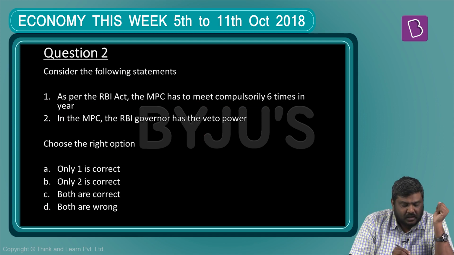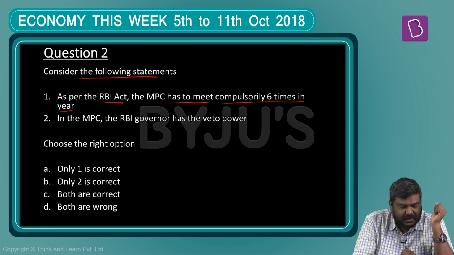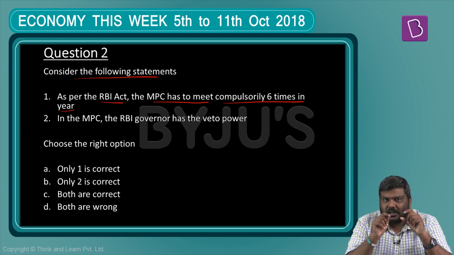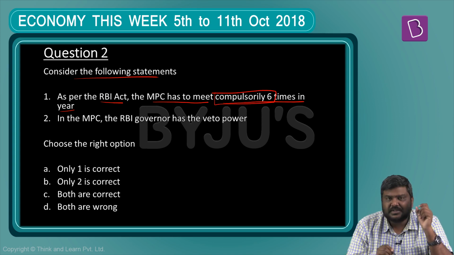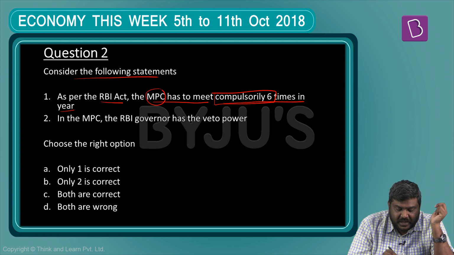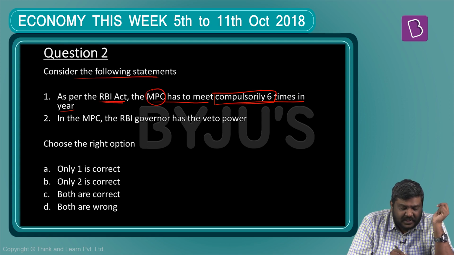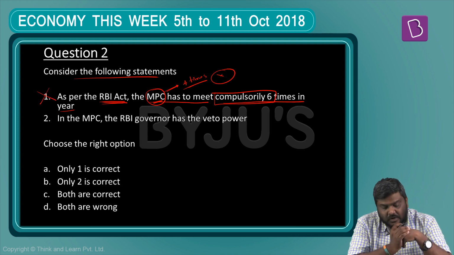Next question. Consider the following statements. As per the RBI Act, MPC has to meet compulsorily 6 times in a year. The key term in this statement is compulsory 6 times. Please understand, MPC is nothing but the Monetary Policy Committee. Now, as per the RBI Act, the MPC has to meet at least 4 times in a year, not 6 times in a year. So basically, this first statement is false.